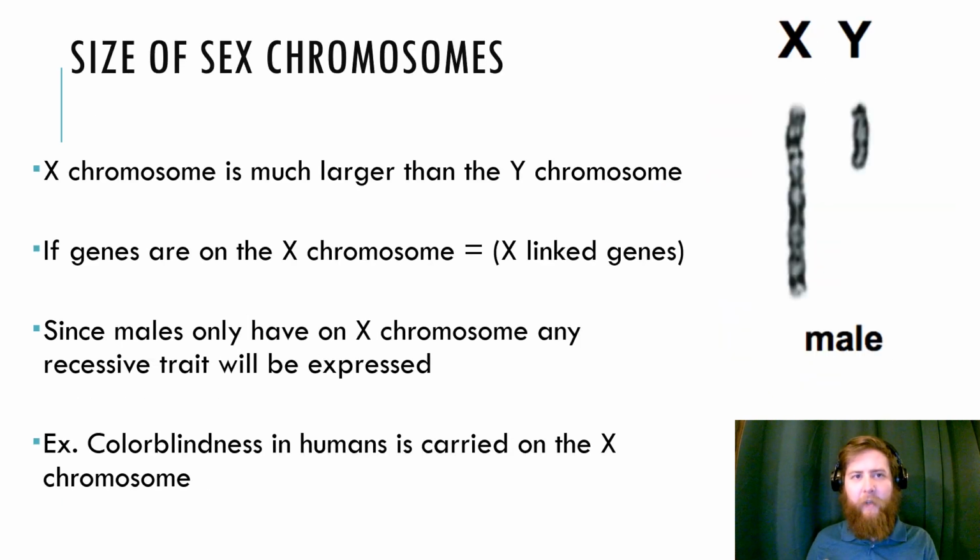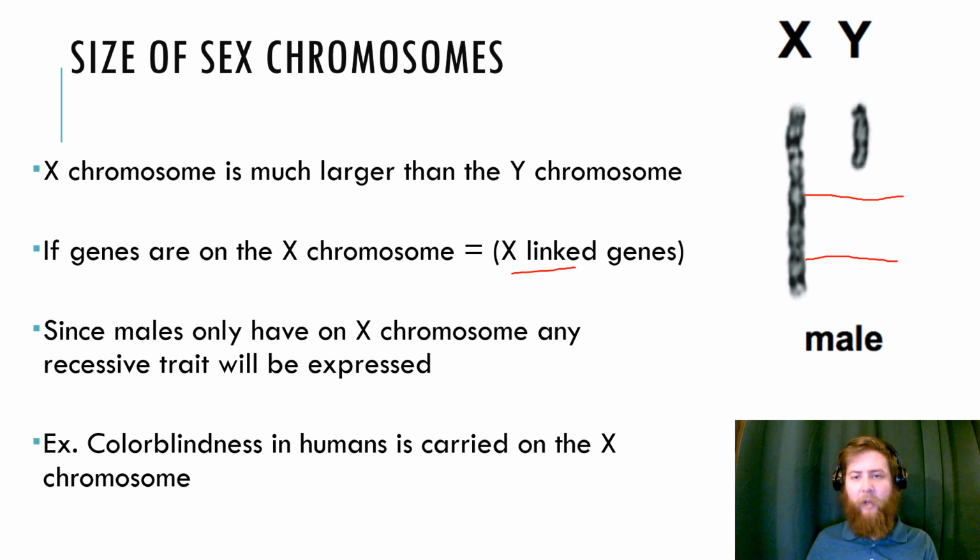So something to note is usually the size of the sex chromosomes is different. In mammals, the X chromosome is much larger than the Y chromosome. If genes are on the X chromosome, they are said to be X-linked genes. Since we only have one X chromosome, if there's a gene here or here, there's no counterpart on the Y, so that gene is the one that is expressed.